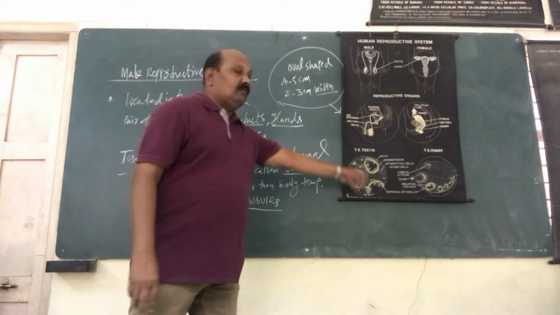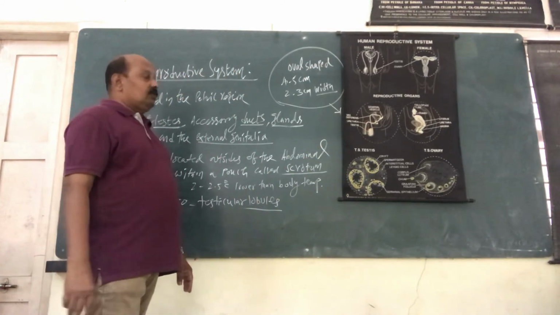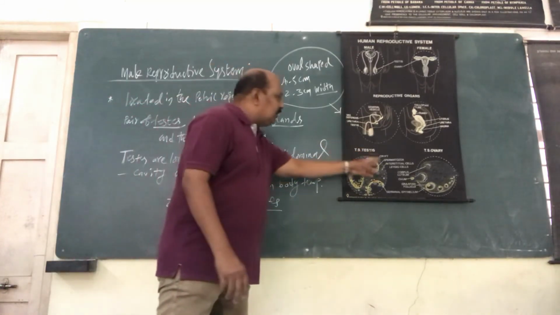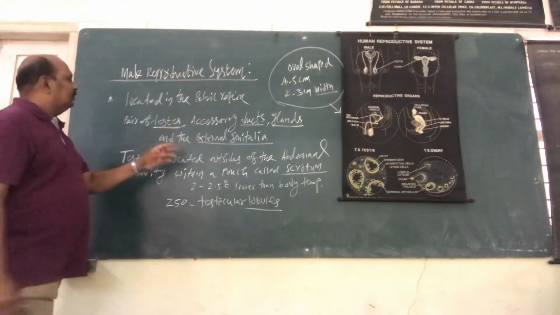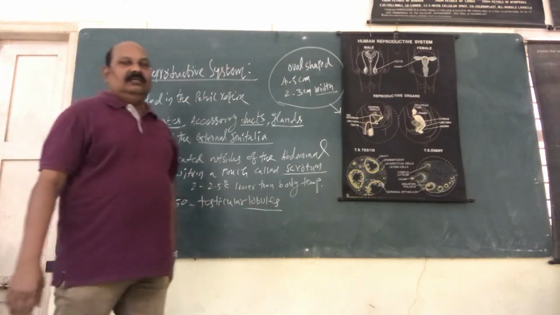So this is the condition inside the testicular compartment, that means one particular testicular lobule. Now we will go to the next level. The next topic is the accessory ducts, in the next video.